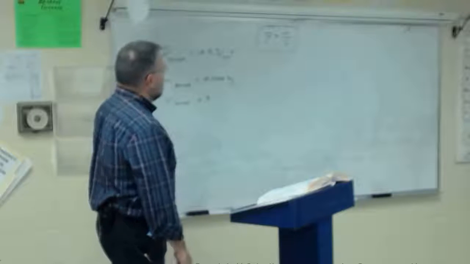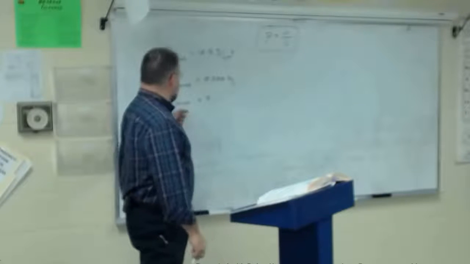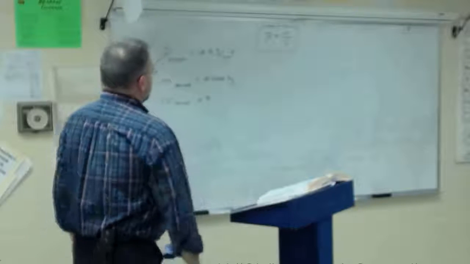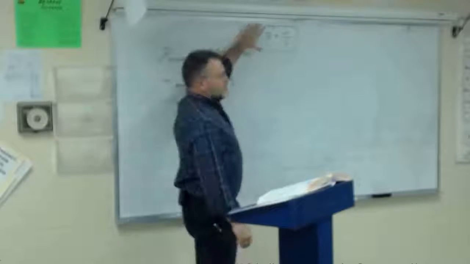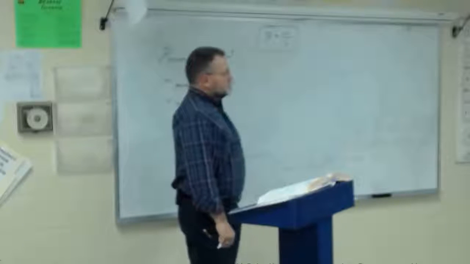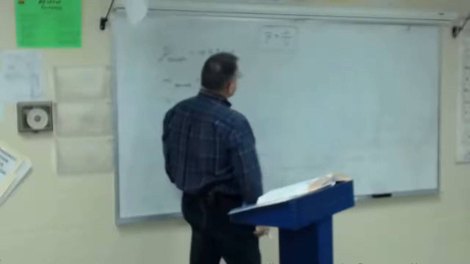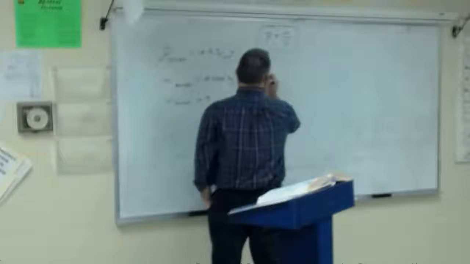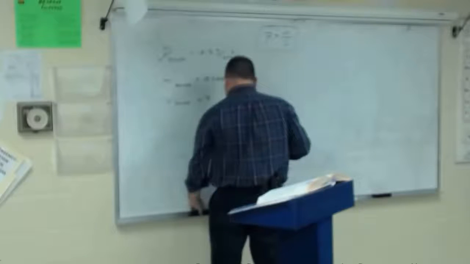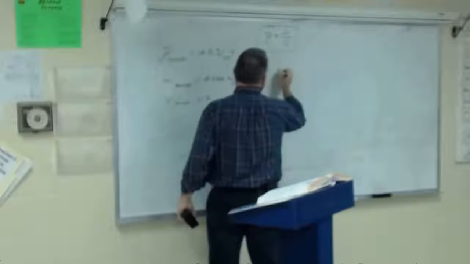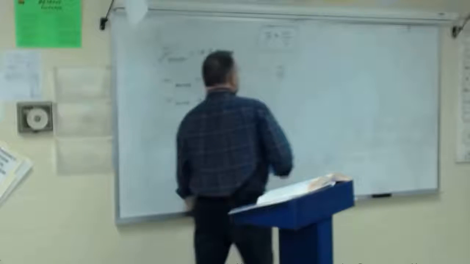Well, you want to get volume all by itself on one side of the equal sign, right? Okay. So how are we going to rearrange this formula to solve for volume? Well, the shorthand would be just sliding across the diagonal, which would be V is equal to M over rho.